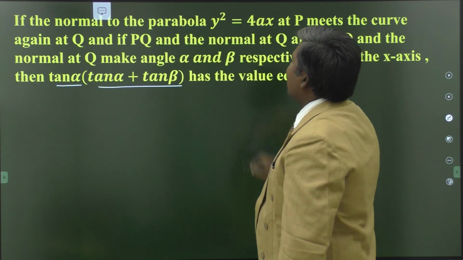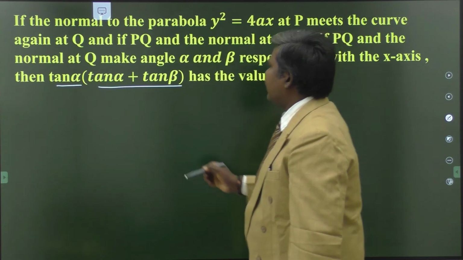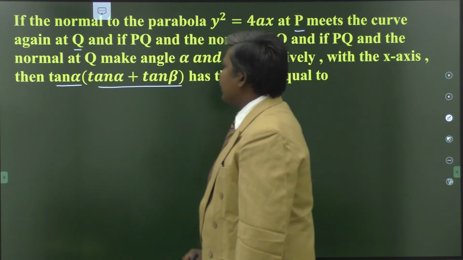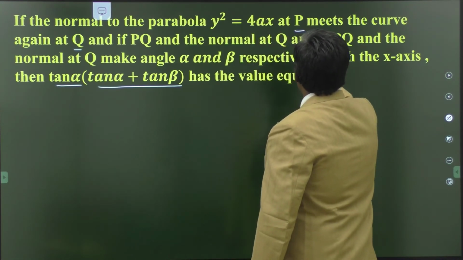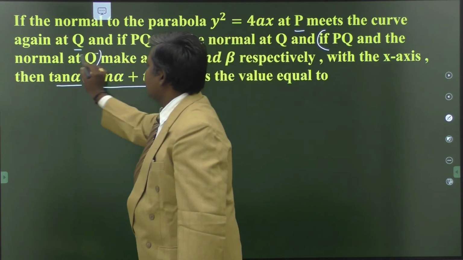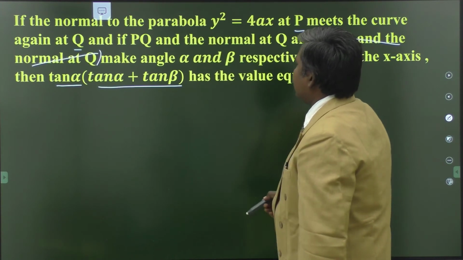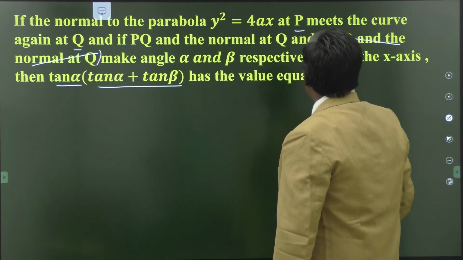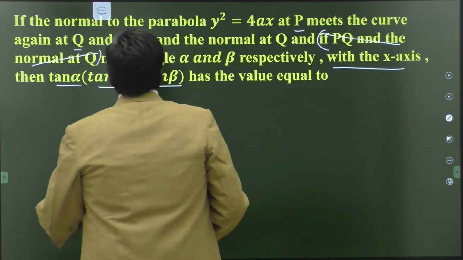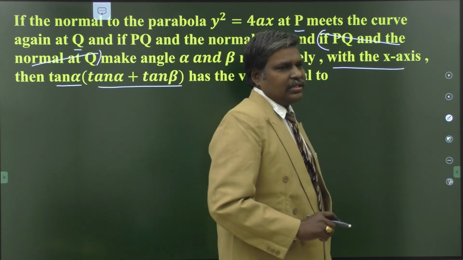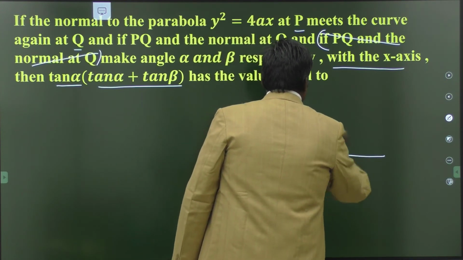Read once again. If the normal to the parabola y square is equal to 4ax at P meets the curve again at Q, and if PQ and the normal at Q make angles alpha and beta respectively with the x-axis, then you have to find tan alpha into (tan alpha plus tan beta). So this is the parabola y square is equal to 4ax.